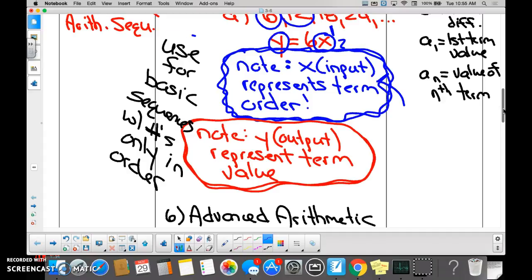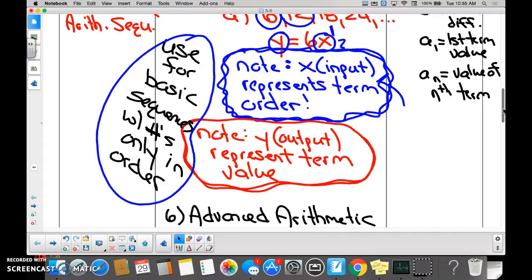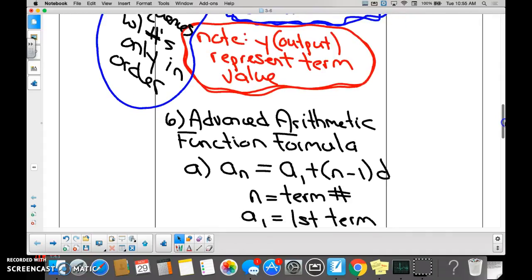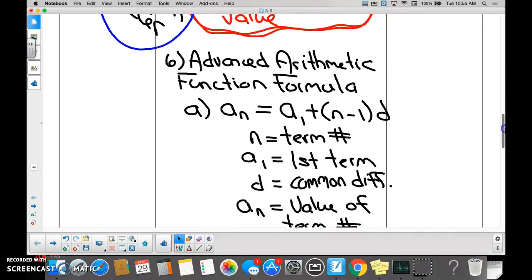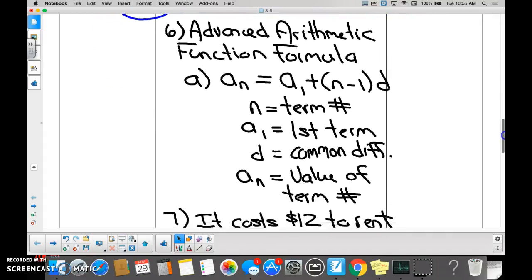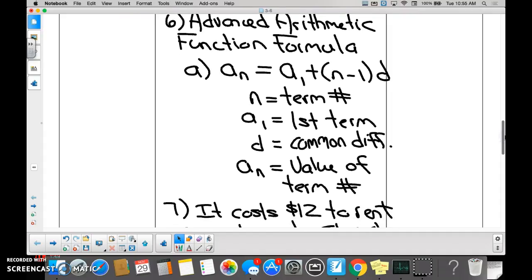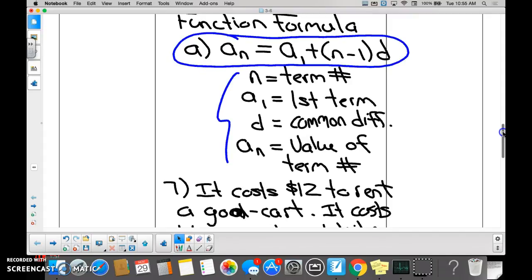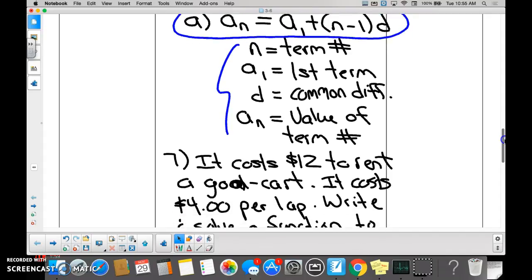This is only for basic arithmetic sequences in which you have numbers. When you get to the fun stuff, in which you have word problems, in which you have a designated value plus more value on top of that, you've got to use this formula right here. You got to understand what each variable represents as far as the values.